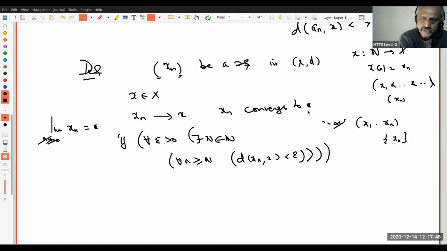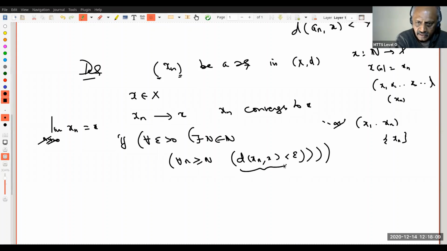So if x_n converges to x, it means for every epsilon, something must be true. So fix an epsilon, what must be true? There should exist a natural number N so that something must be true. So now epsilon is fixed. You have also found an N, capital N. Then what must be true? For every natural number n greater than or equal to capital N, something must be true. What must be true? The distance between x_n and x is less than epsilon.